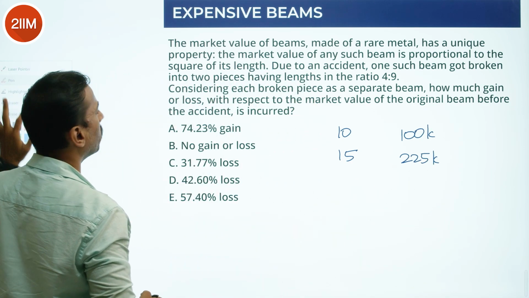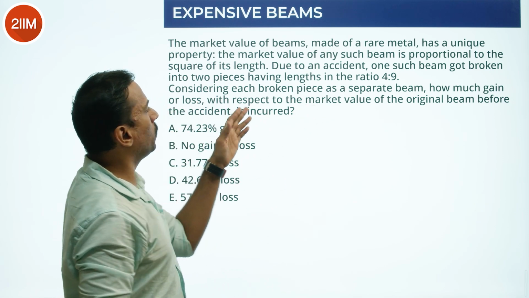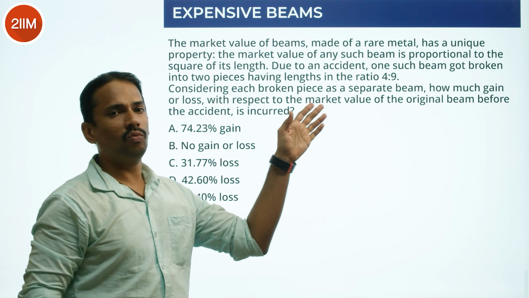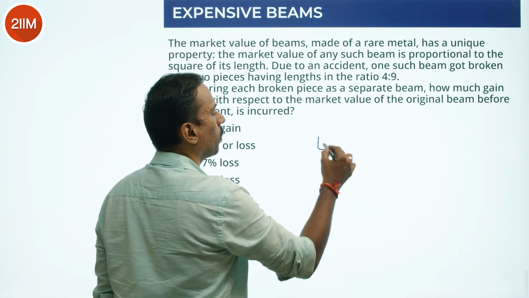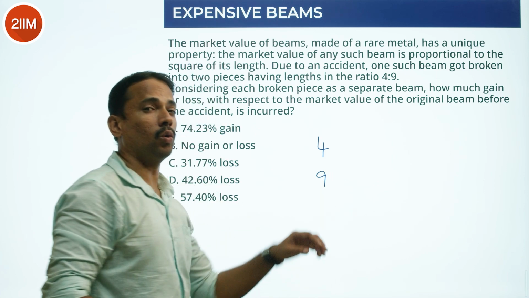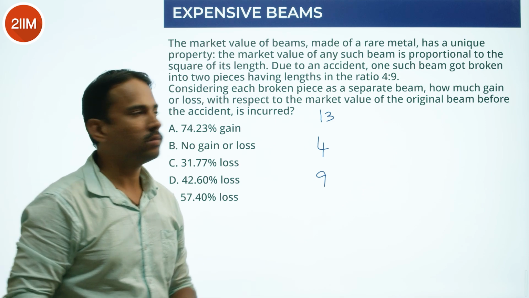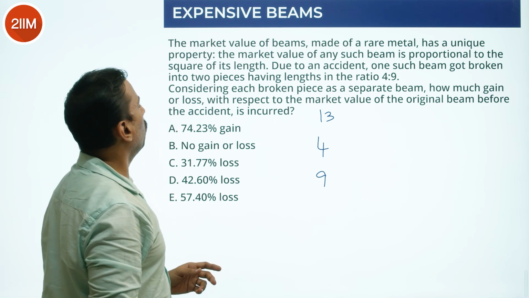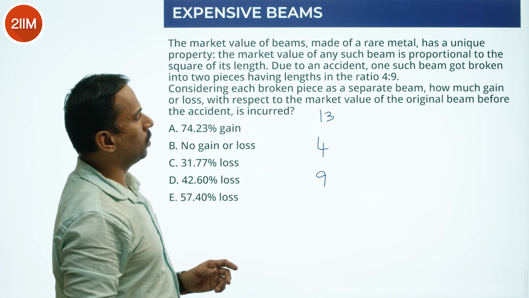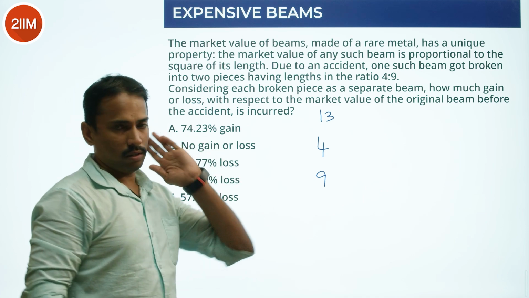Now, what is happening here? Due to an accident, one such beam got broken into two pieces having lengths in the ratio 4:9. So, the total length, originally before broken, is going to be 13 units. Considering each broken piece as a separate beam, how much gain or loss with respect to the market value of the original beam before the accident is incurred?